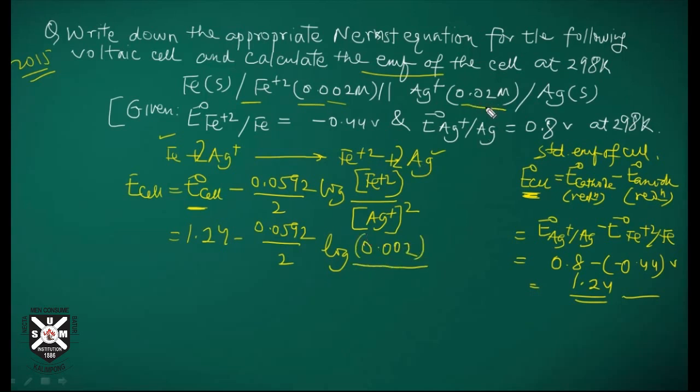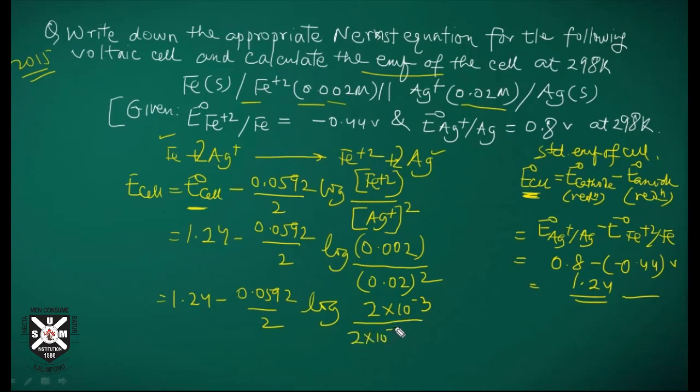Silver concentration is 0.02. 0.02 squared. So E equals 1.24 minus 0.0592 divided by 2 log of 2 into 10 to the power minus 3, divided by 2 into 10 to the power minus 2 into 2 into 10 to the power minus 2. 0.02 is equivalent to 2 into 10 to the power minus 2. There is a square here, so we are writing it twice.